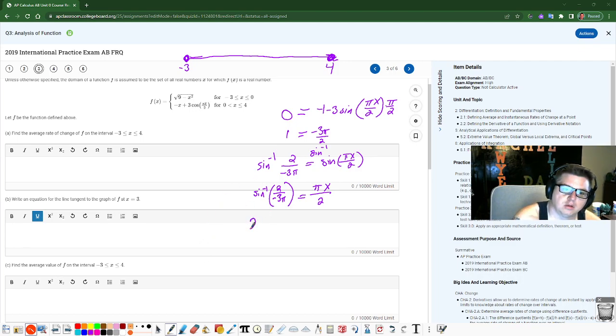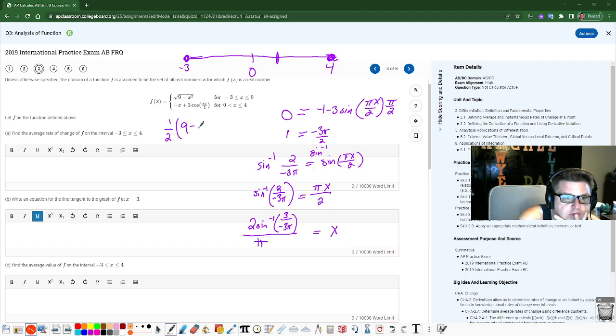We call it 2 sine inverse over pi x. So this over here, 0. And then 1/2 9 minus... Yeah, that was right. 1 over 2 squared times 2x. So x over square root of 9 minus x squared. So then that's just going to be 0.